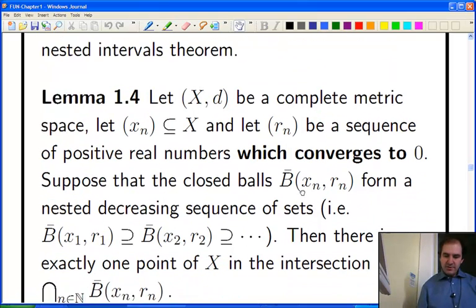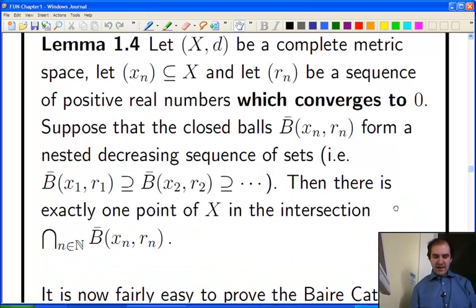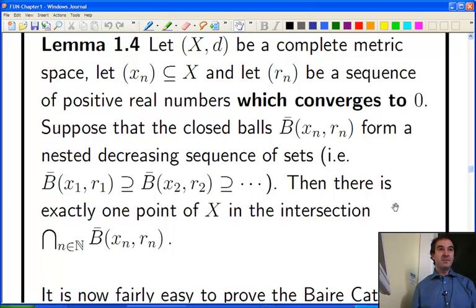So our next task is to prove this nested balls lemma about nested decreasing closed balls in complete metric spaces. So here, and I've given you all these warnings about this, you've got your nested decreasing sequence of closed balls and the radii tending to 0, and you assume you're in a complete metric space, then there's going to be exactly one point in the intersection. Once we've done that, we'll be able to prove the Baire category theorem, which we discussed a bit last time. So let's prove lemma 1.4.